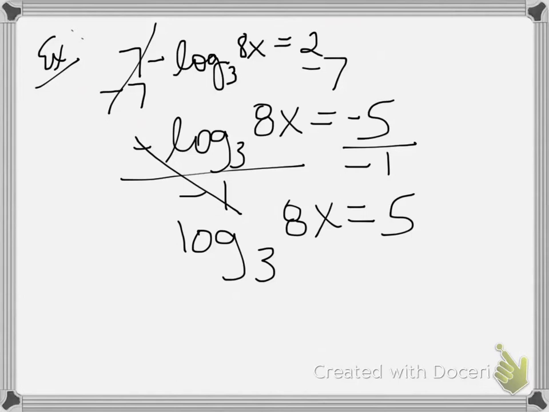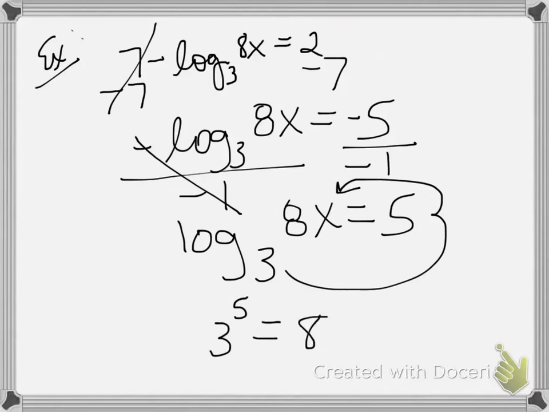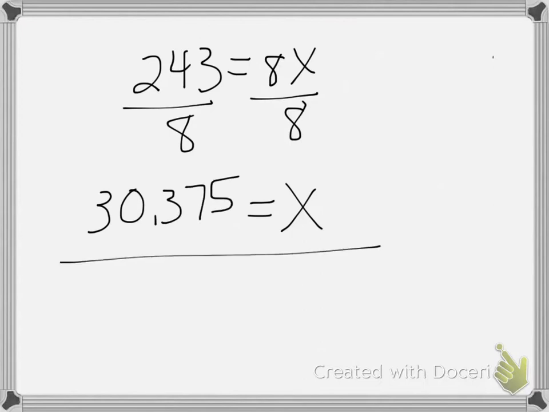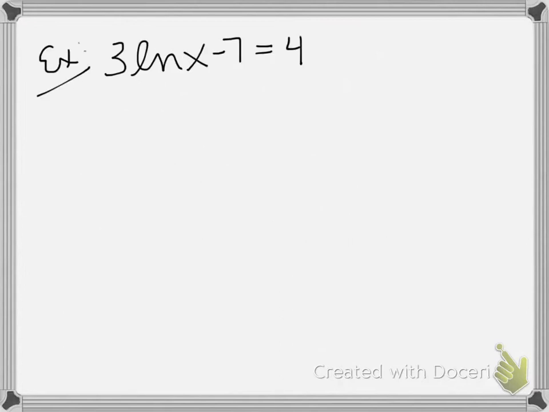Now we can rewrite it and do 3 to the 5th power equals 8x. And I have to put 3 to the 5th power in my calculator, which gives me 243 equals 8x. And I divide both sides by 8. And x turns out to be 30.375. Not so bad. All right, hopefully you're getting the hang of this. We have a couple more.